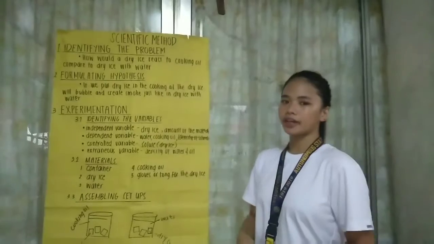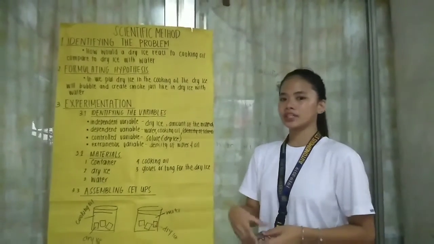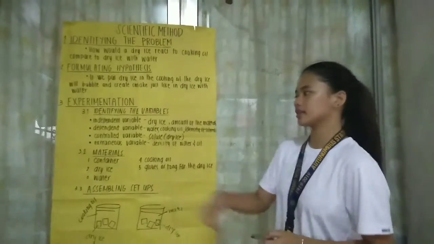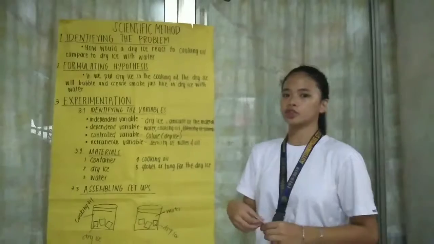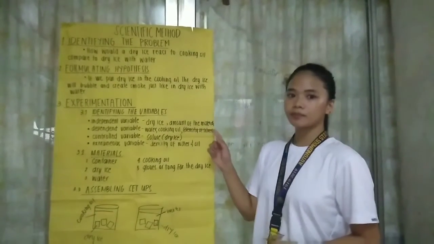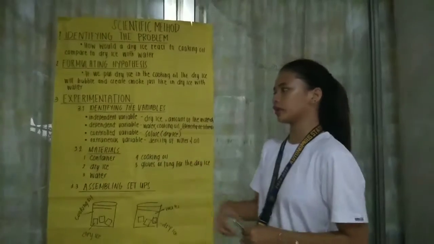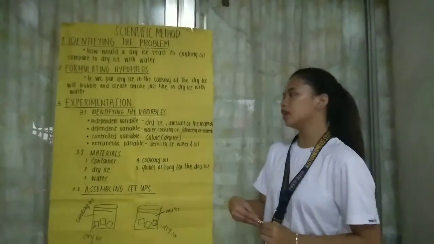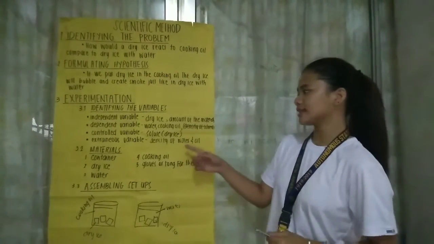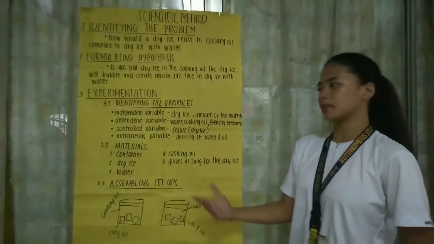The independent variable is the cause of change, and the dependent variable is the recipient or the receiver of the change. And the controlled variable is the controlled materials, and the extraneous variable is the uncontrolled materials. And here in our example, the independent variable is the dry ice, and the dependent variable is the water and cooking oil, and the controlled variable is the solute or the dry ice, and the extraneous variable is the density of the water and oil.